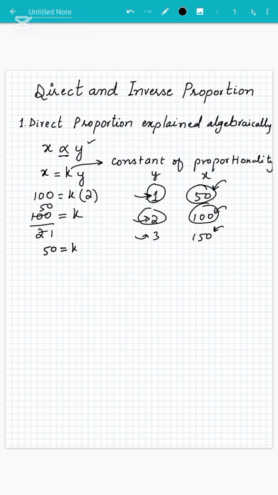Again k is 50. In the first situation it was also 50, in the second situation it is also 50, and in the third situation it will also be 50. It means k will remain constant in a whole particular scenario for which you are solving a problem and applying this formula, right? So that's how we call it the constant of proportionality. All right, I hope through this example you understood well.